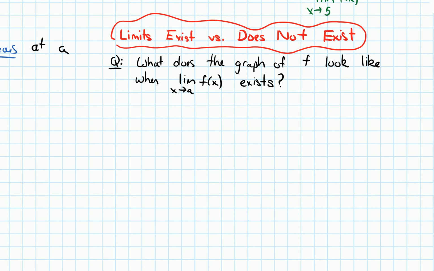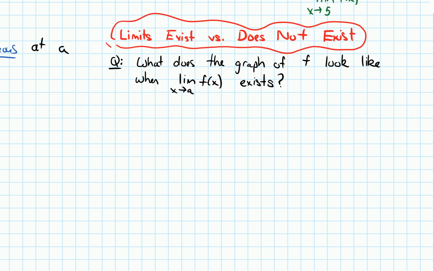In this video, we're going to review when limits exist versus when they do not exist. So we've talked about this before, but we're going to state our results with more precision than we've done before. Okay, so the question I want to begin with is, what does the graph of f look like when the limit as x approaches a of f of x exists?